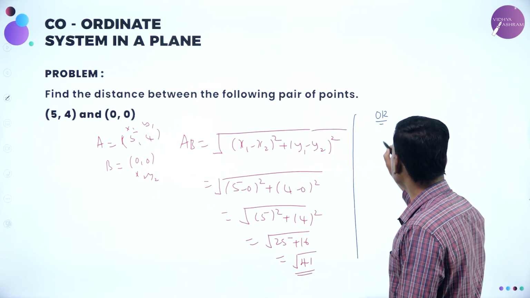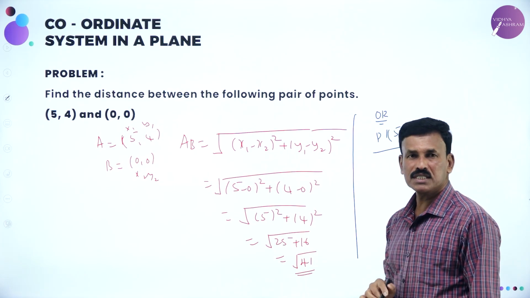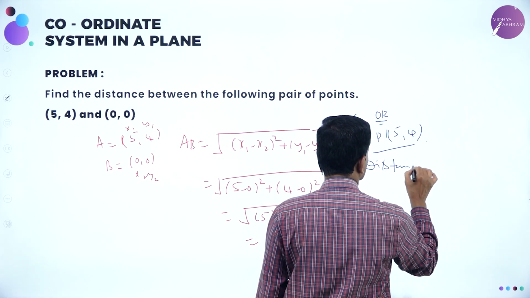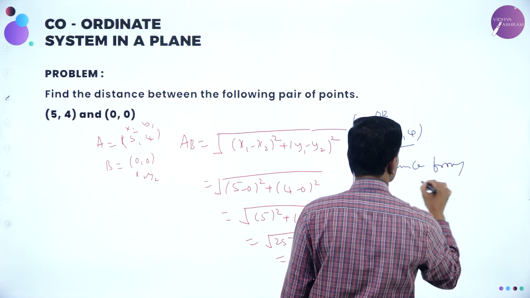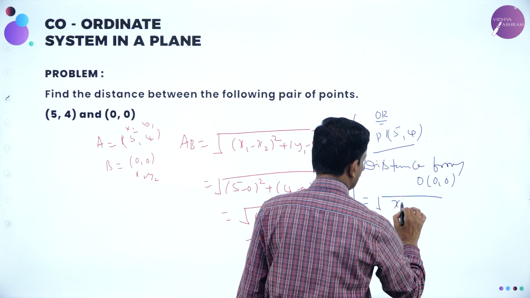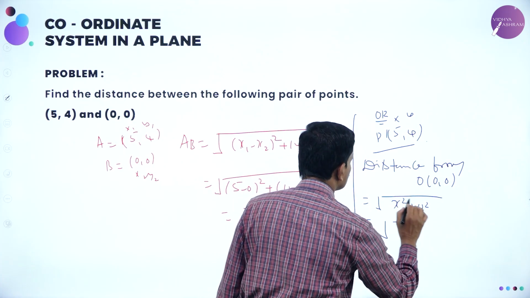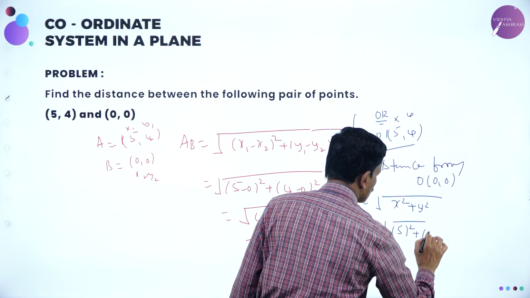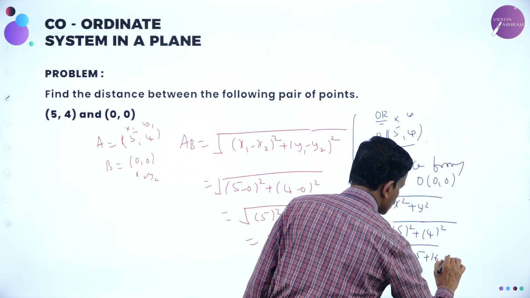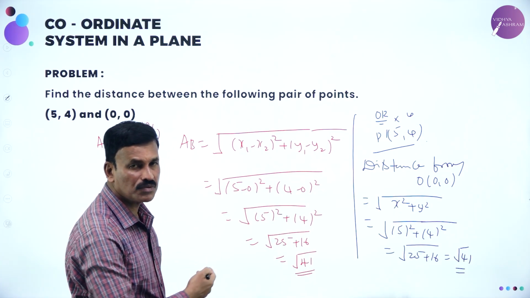Or on the other hand, here one point is given 5 comma 4, another point is 0, 0. So the distance of a point from the origin, from 0 comma 0, is equal to root of x square plus y square, where the point is x comma y. What is this equal to? Root of 5 square plus 4 square. 5 square is equal to 25 plus 4 square is 16, that's equal to root 41. Same. So this is by using the distance between the 2 points.